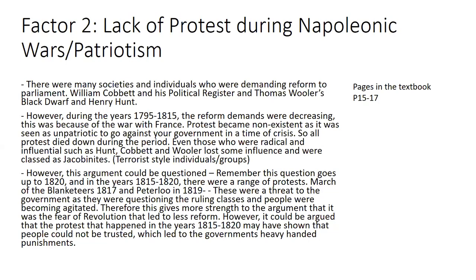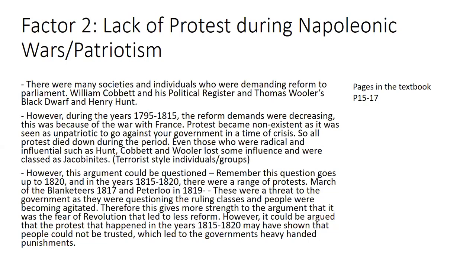However, up until 1820, you must consider those 5 years, 1815 to 1820. There were a range of protests. You had the March of the Blanketeers in 1817, and you had Peterloo in 1819. You also had the Spa Fields riots in 1816. These were a threat to the government's power, as they were questioning the elitist ruling classes, and people were becoming agitated, especially because after the war with France, the economy was low and people were genuinely unhappy, and there were a lot of demobilised soldiers.